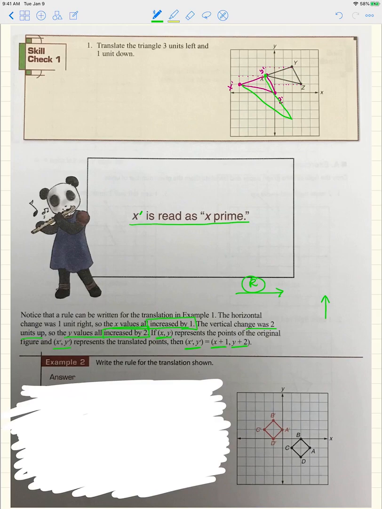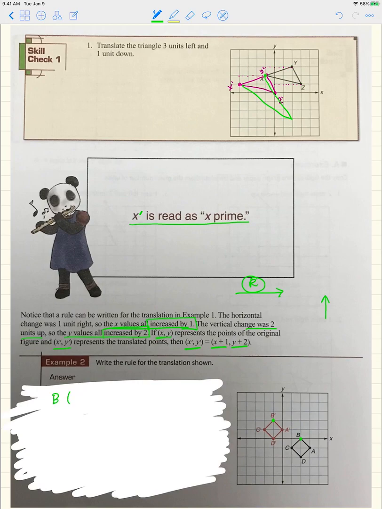So remember, the letters of the figure that do not have the prime symbol are the first image. The prime symbol is the second image, the translated image. So what we want to do is say what is happening between any 2 of these points. Pick one. Okay, let's just do B. So here we have B and here we have B prime. How was point B translated to go from B to B prime? What we're going to do first is look at the horizontal translation. How did point B move left to right to become B prime?